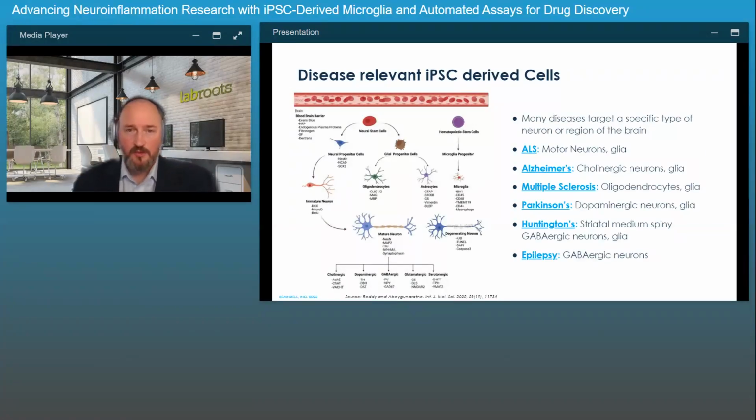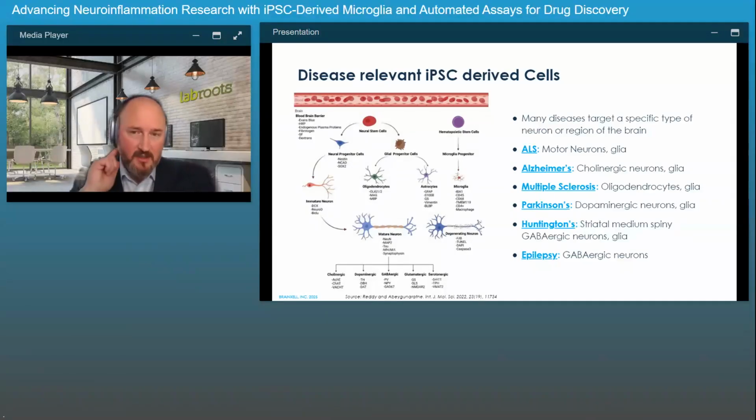And the goal here is to really produce cells that are relevant for specific diseases. Different neurological disorders such as ALS or Alzheimer's, multiple sclerosis, these all have different cell types that are affected. So in the case of ALS, these are motor neurons, and then spinal astrocytes and microglia are really relevant for that disorder. Something like Huntington's disease has a very specific cell type, the striatal medium spiny GABAergic neuron.